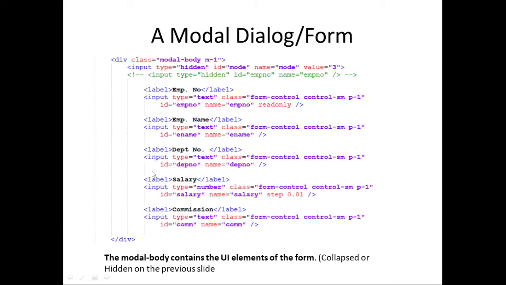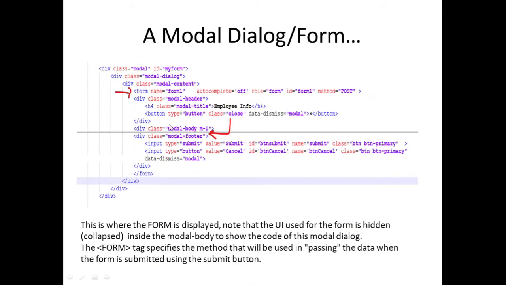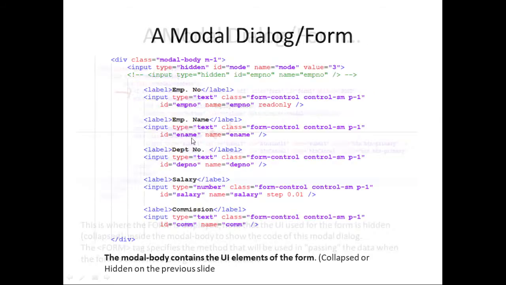So these are the forms. These are the dialog input text boxes. The modal body contains the UI elements of the form. So this was collapsed or hidden in the previous slide. So this part, that's the modal body, and this is the contents of the modal body.